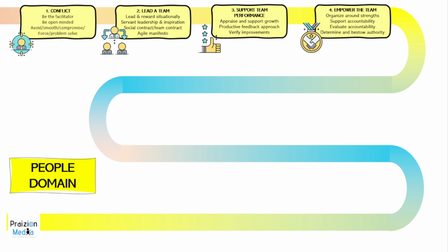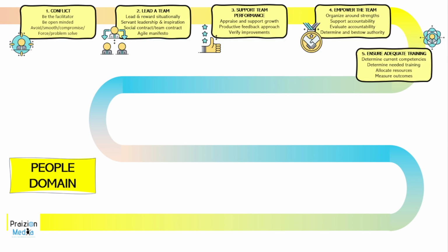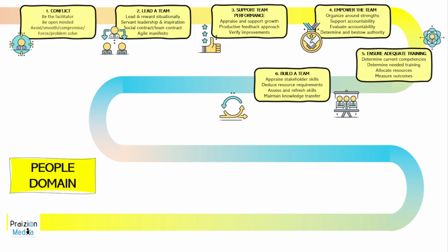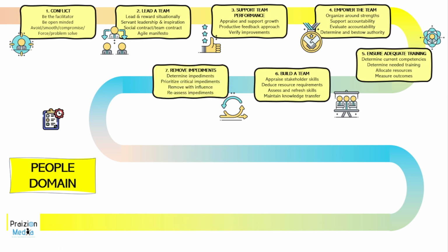Number 4 is all about empowerment. So empower the team, organize around team strength, support accountability, team task accountability, evaluate accountability as well. Number 5, ensure adequate training. Put aside the right resources for the training. Number 6, build a team, appraise stakeholder skills, deduce resource requirements, assess and refresh skills, and ensure that knowledge is being transferred. Number 7, remove impediments, obstacles, and blockers for the team. Remember, as a scrum master, as a servant leader, you are an impediment remover. So use your influence to remove those impediments.